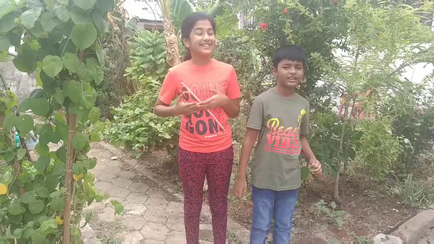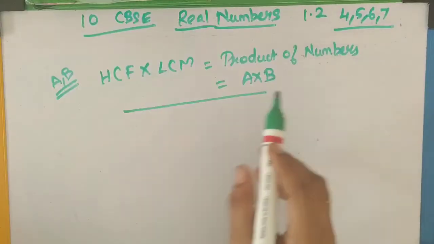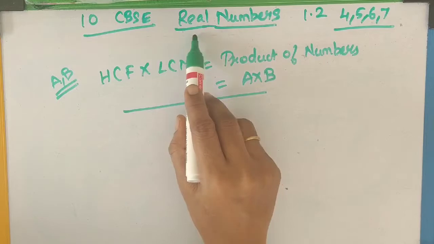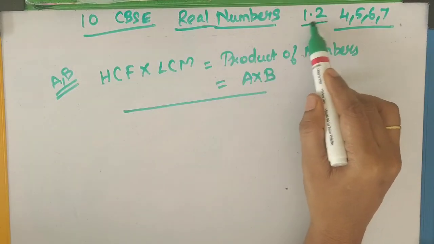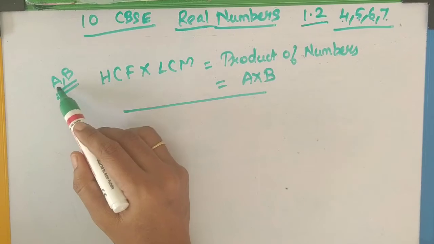Today we'll be learning exercise 1.2 problems 4, 5, 6 and 7 from the chapter Real Numbers. Let's do it. Hey everyone, today we are going to see the 10th CBSE Real Numbers exercise 1.2, problems 4, 5, 6, 7 in it.